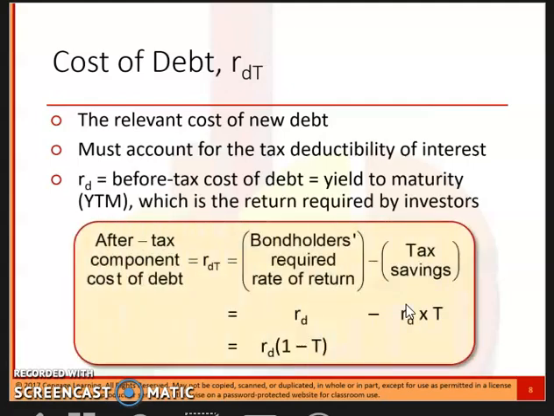The before-tax cost of debt is the yield to maturity on the firm's debt, so required by investors. So the after-tax cost of debt, R sub D T, is the bondholder's required rate of return minus the tax savings. So R sub D minus R sub D times the marginal tax rate, or we can simplify it as R sub D multiplied by 1 minus the marginal tax rate.